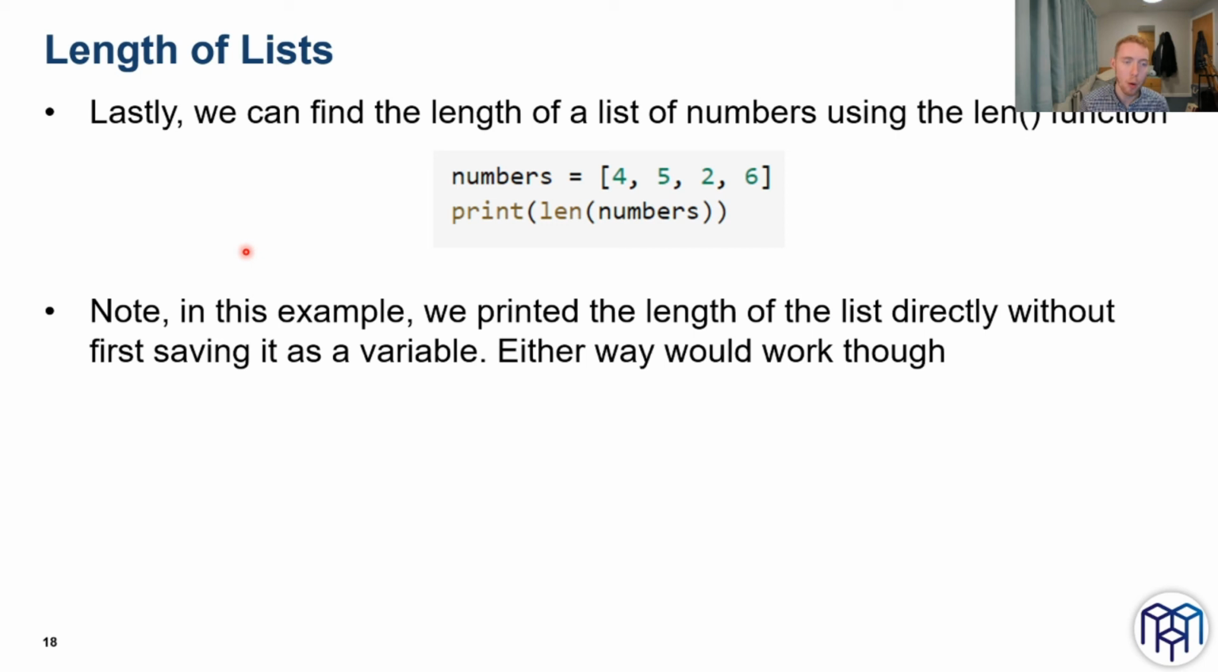I think I mentioned this before, but we'll reiterate it. We could just take this list and put it directly inside of len. That would work fine, because whenever we see a variable, Python just replaces it with the last value it was set to. So putting the list directly in and putting in the variable essentially mean the same thing.